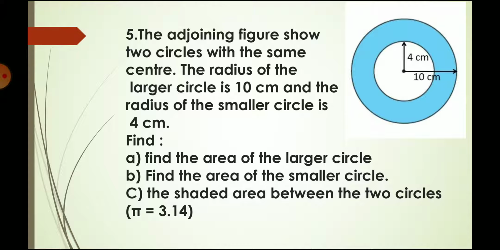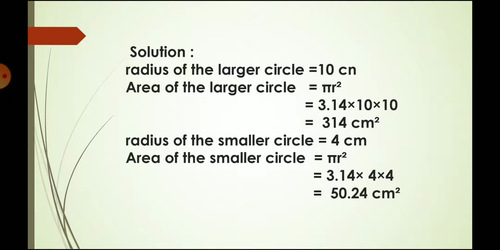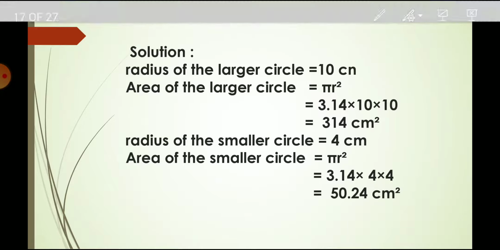See, the two circles are called adjoining figures of circles. The center is the same for both circles. The small circle radius is 4 centimeter, and the radius of the larger circle is 10 centimeter. First, we should find out the area of the larger circle. We know the value of the radius and we know the formula for the area of the circle. Next, we can find the answers. So the radius of the larger circle is 10 centimeter.